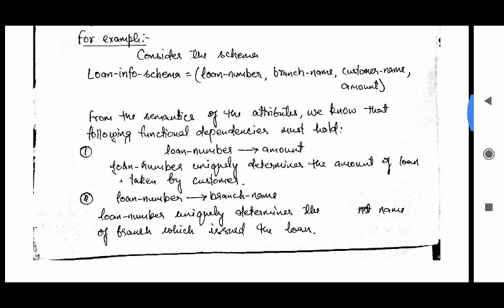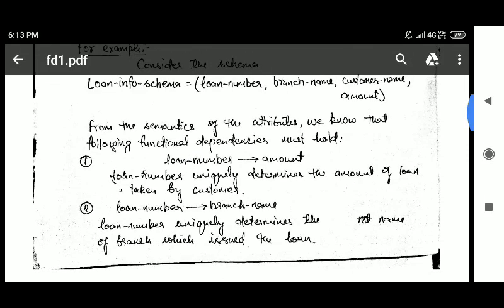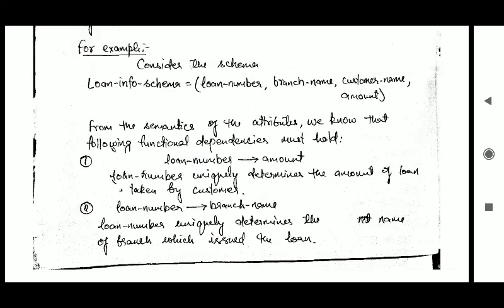One of them is loan number implies amount, right? Since loan number uniquely determines the amount of the loan taken by the customer. So by the semantics or meanings of the attributes, we can specify this functional dependency that loan number implies amount. So the two tuples which have the same value for loan number must have the same values for amount.